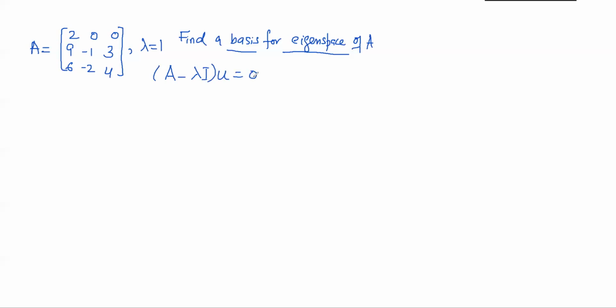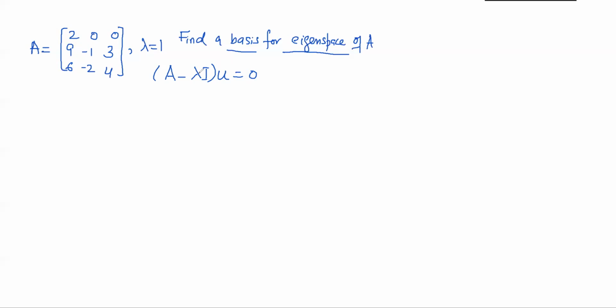Okay, so this is the homogeneous system of this equation. Remember that a homogeneous system is one in which all the terms on the right hand side are zero. For this homogeneous system, if we find the solution, that solution will be the eigenspace, and from that eigenspace we can find the basis. In this case, lambda is equal to 1, which means we don't need to find it, it is already given.